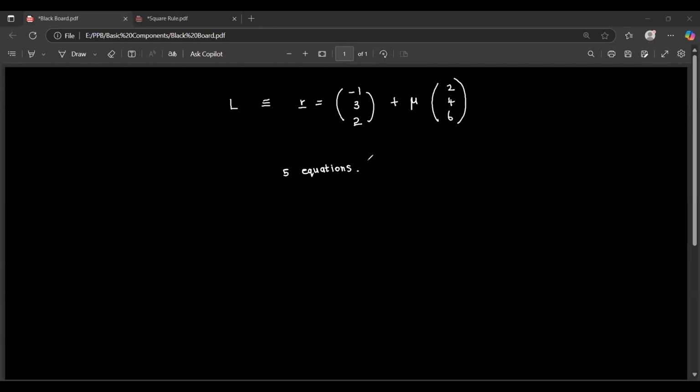Yeah, so I'll just give you an example. r equals (1, 7, 8) plus mu into (0.2, 0.4, 0.6). This is my example. You can come up with another 5 examples for the same line. L can be given as the same line. That's it.